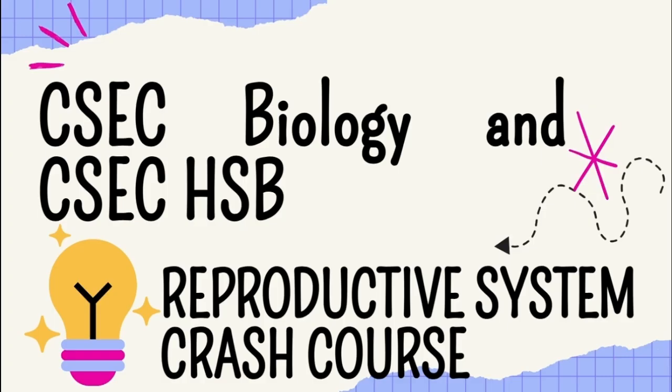You're going to find the reproductive system in the CSEC biology syllabus, and you're going to find it in the CSEC HSB syllabus also. So you don't have to worry that somebody something you don't have to know because you're doing CSEC biology, or because you're doing CSEC HSB. It's literally the same thing.